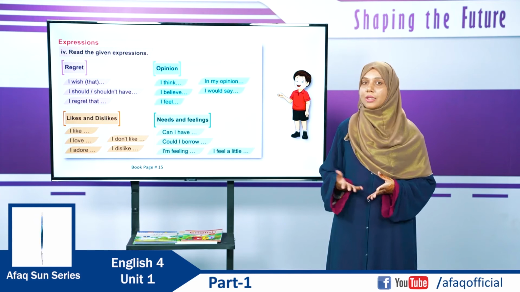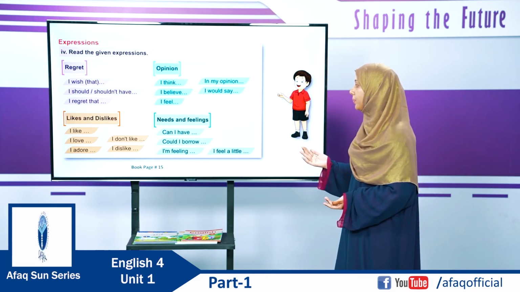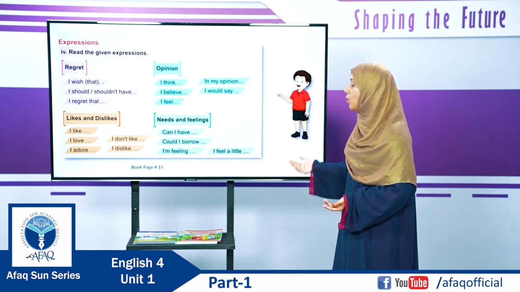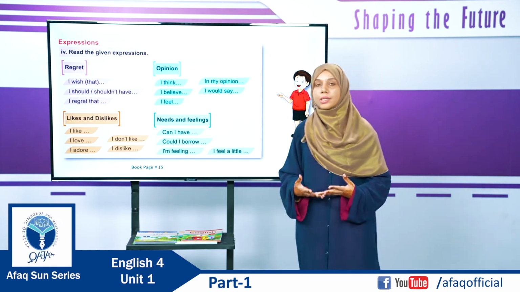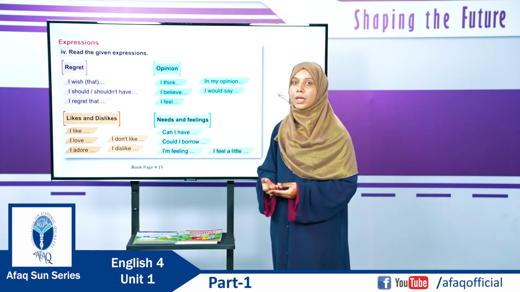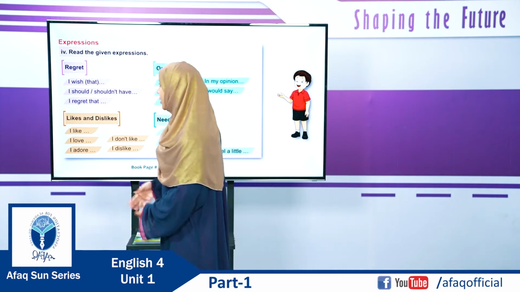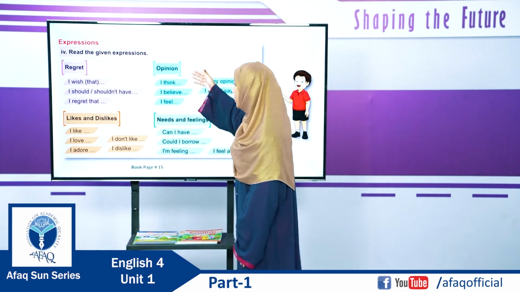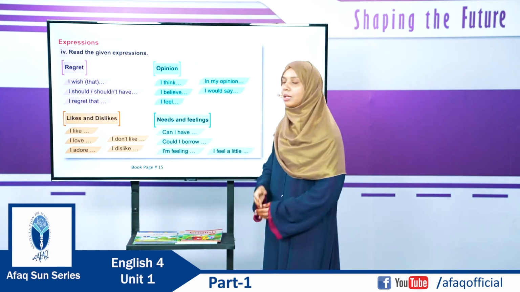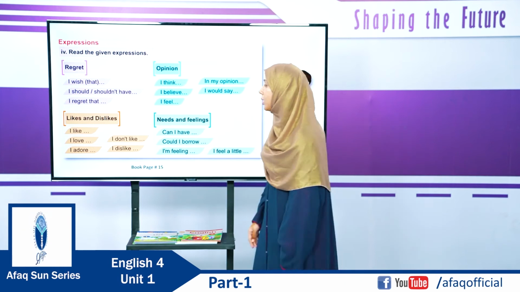In the previous activity, you answered different questions about different expressions. In this activity, on page number 15 of your textbook, we will talk about some words and phrases that are used to express them. For example, we express regret, likes and dislikes, opinion, and needs and feelings in our daily life. How can we express them in English?